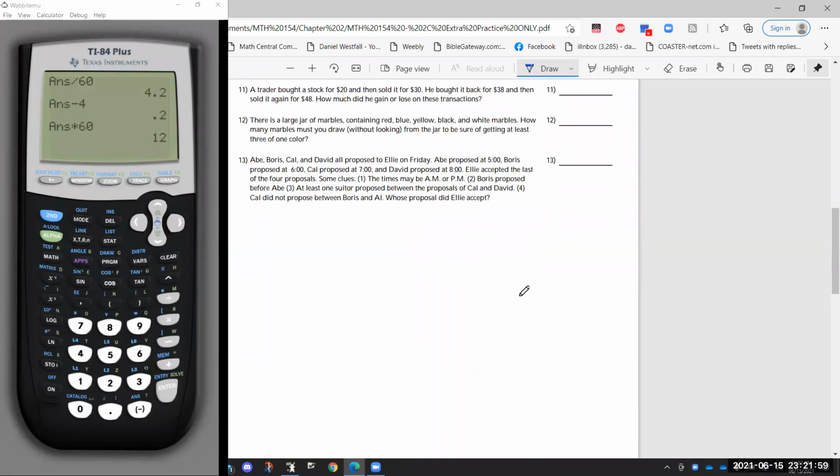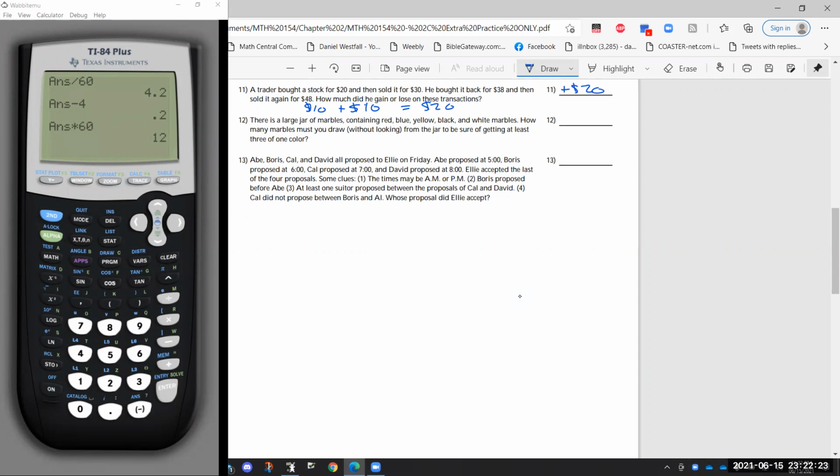A trader bought a stock for $20 and then sold it for $30, so he made $10 there. He bought it back for $38. Don't worry about that part, about buying it back for $38, and then he sold it again for $48, so he made another $10. How much did he gain or lose in these transactions? He made $20.